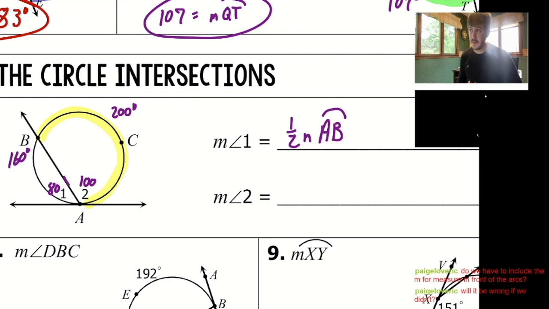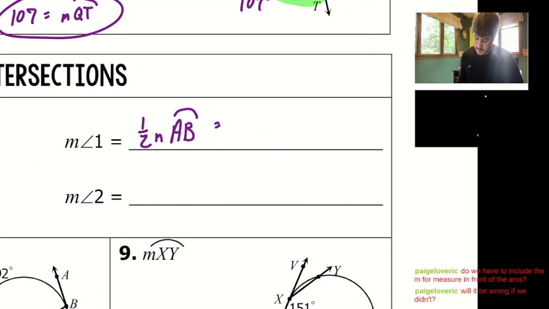Or arc AB over 2, if some people like to read it like this. They just mean the same exact thing. However you want to read it is up to you. But you're just taking the arc, cutting it in half. And you can, of course, go backwards. You can double the angle to go the other way.